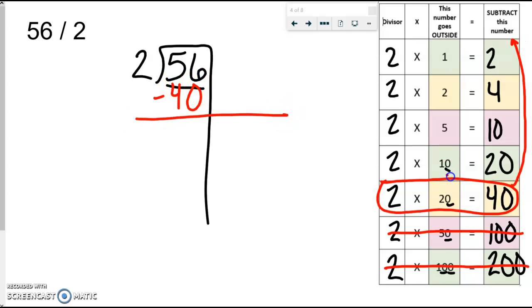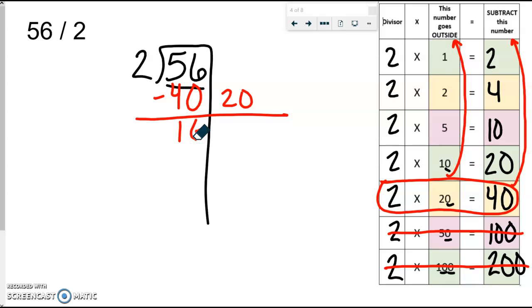And if I look in this middle column, it said this number goes outside, and that means outside of our big 7 or our little house. So we're going to put the 20 out there. And now we're just going to simply subtract. 6 take away 0 is 6, and 5 take away 4 is 1. I have 16 left. Okay?